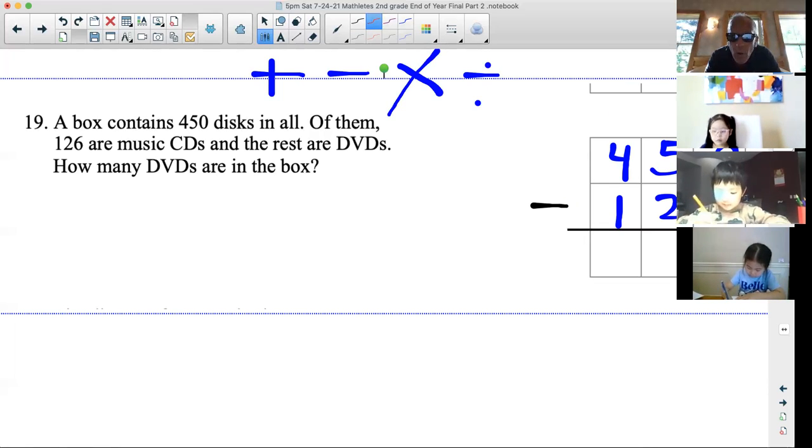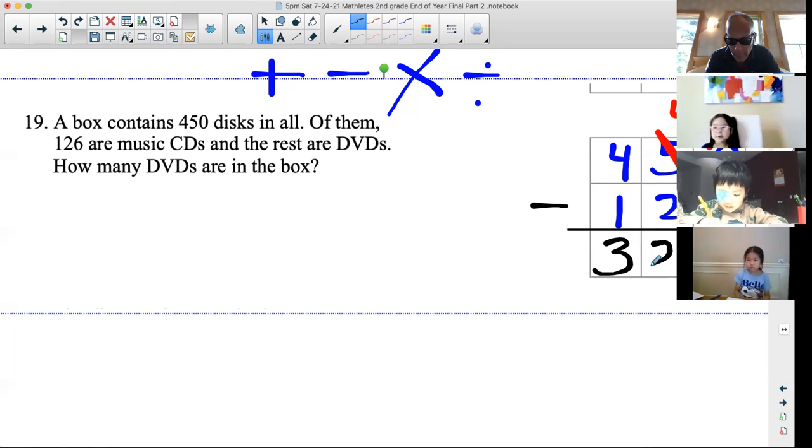Subtraction. The 0 is too small for the 6. Make it a 10. We borrow that 1 from the 5 and we make it a 4. 4 is good for 1. Let's subtract. 4 minus 1 is? 3. 4 minus 2 is? 2. And 10 minus 6 is? 4. There are how many DVDs in the box?